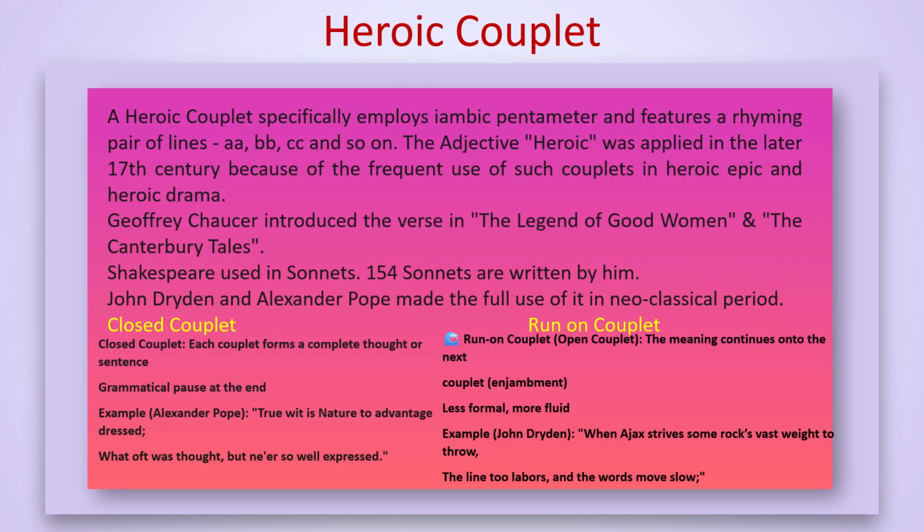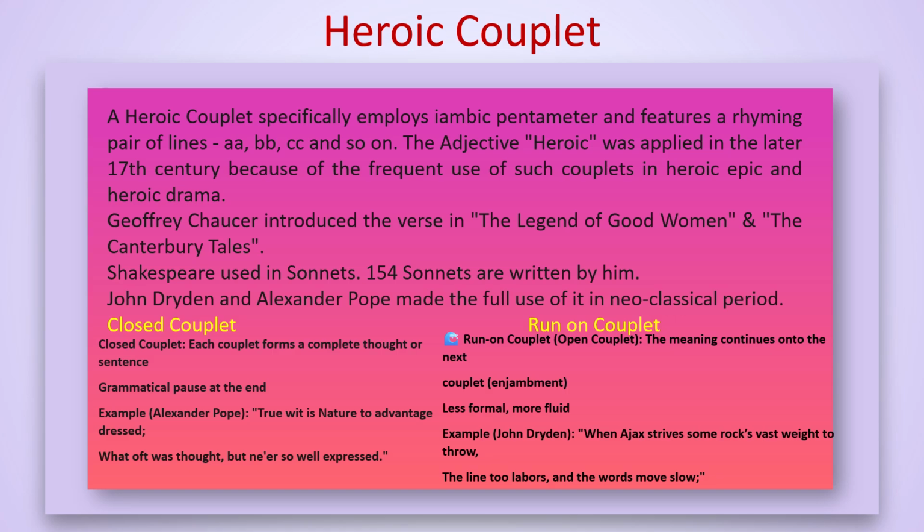Now let us see heroic couplet. Heroic couplet is a specific kind of couplet, one that uses iambic pentameter, a strict rhythm pattern of 10 syllables per line. These were favored in epic and formal poetry during the neoclassical period. While any poem can include couplets, heroic couplets are more structured, powerful, and elegant, often used to express complete thoughts or philosophical ideas.